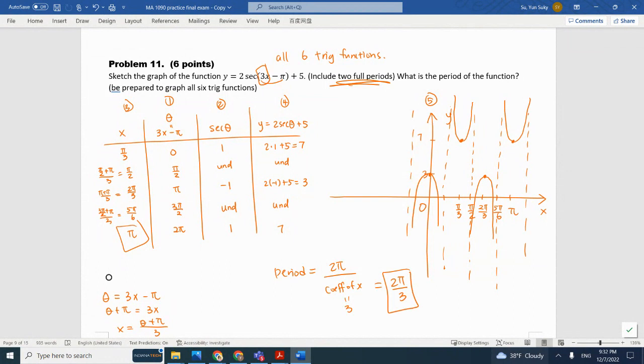Okay, so that's problem number 11. If you can understand 11, could you type 11 in the chat? Thank you.